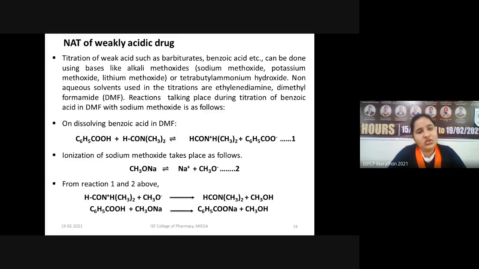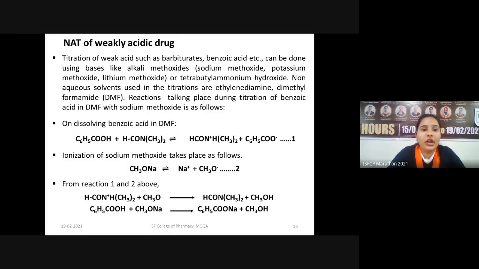Titrations of weak acidic drugs such as barbiturates and benzoic acids can be done by using bases such as alkali methoxides. Here, the titrant will be alkali methoxides. In the non-aqueous titrations of weakly basic drugs, we used perchloric acid. Here we will be using alkali methoxide as titrant. We can use sodium methoxide, potassium methoxide, lithium methoxide or tetrabutyl ammonium hydroxide. All these titrants can be used in the non-aqueous titrations of the weakly acidic drug.